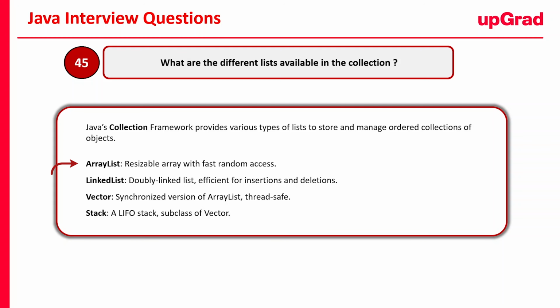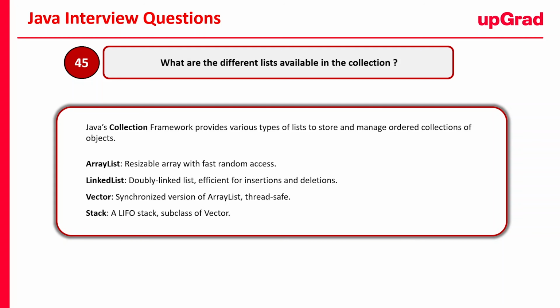ArrayList is a resizable array that allows fast random access to elements. It is most commonly used due to its flexibility. Second one is LinkedList, a doubly linked list where each element is linked to its neighbors. It's efficient for insertions and deletions. Third one is Vector. Vector is similar to ArrayList but synchronized, meaning it is thread safe. Fourth one is Stack. A Stack is a subclass of Vector. It implements a last in first out, that is LIFO, stack of elements. So this is how you can explain the Java collection framework.